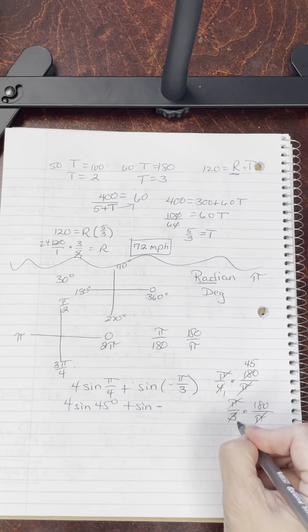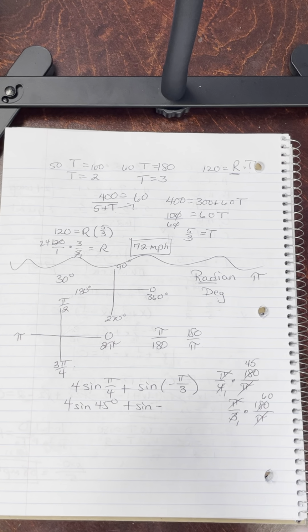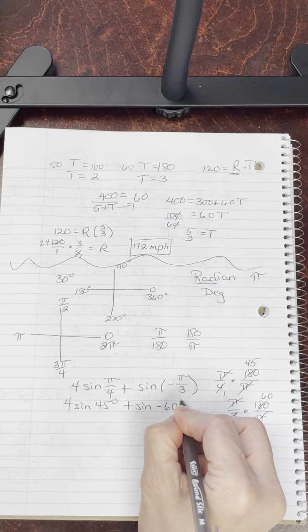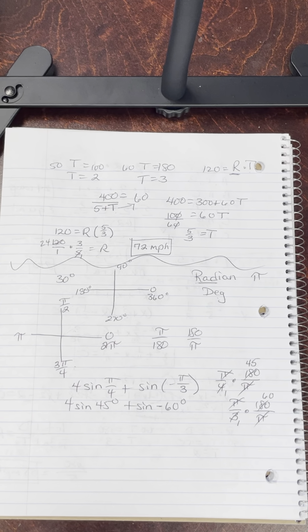The pi's cancel off, and 3 divides into 180 sixty times. You get to do these pretty quickly after you've done a bunch of them. So this is negative 60 degrees. Now you're back to doing these problems exactly as we were before.